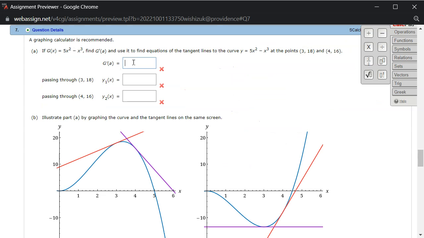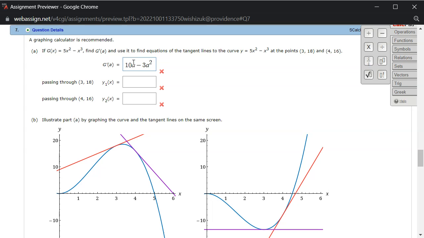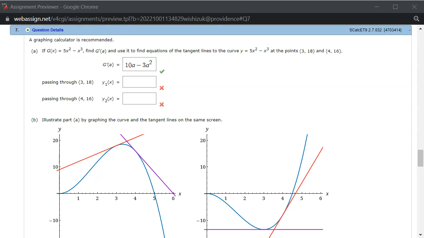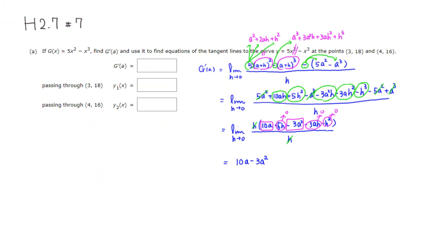Right, so we have 10a minus 3a squared, right? Let's check the answer. All right, I came back and looks like we got g prime of a correctly. All right, so let's find an equation of the tangent line passing through 3, 18.